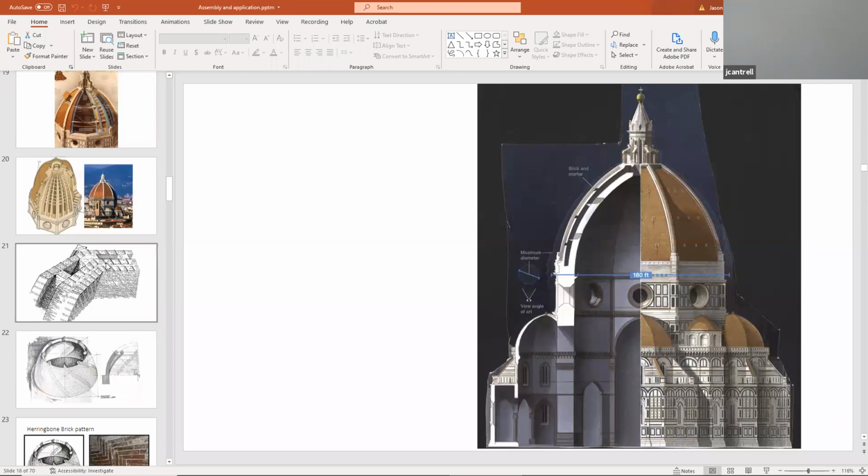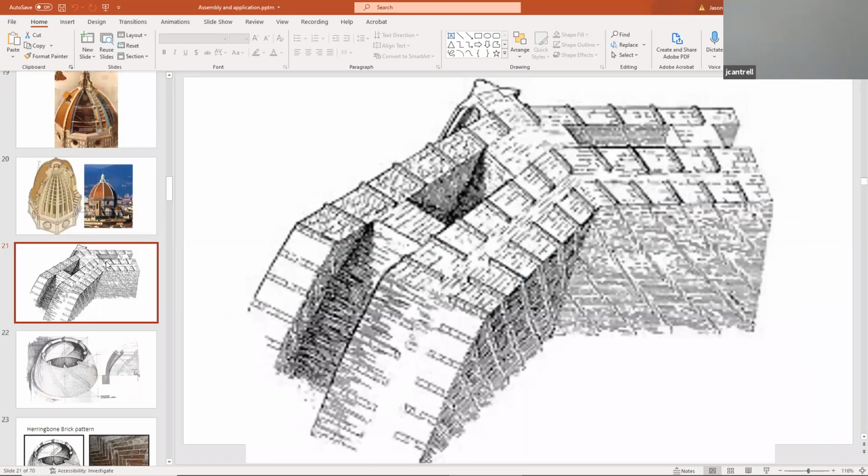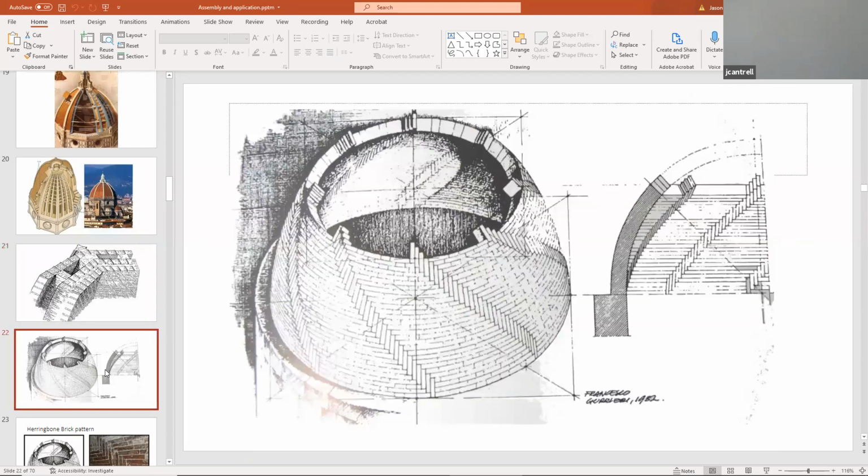But part of the success is the brick masonry. This is not a very clear slide, but what he created was a herringbone pattern in the brick masonry inside the two shells. This actually creates a spiraling effect.